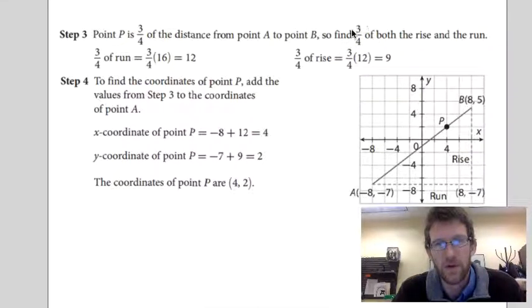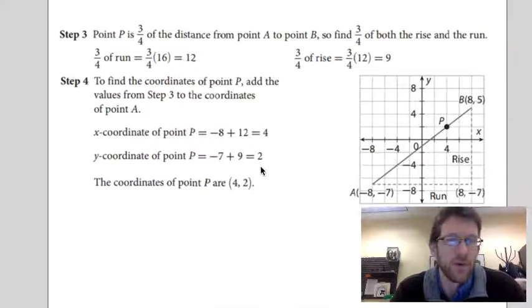We're going to go 3/4 of the distance from point A. We're going to put point P both horizontally and vertically, and those values come out to 12 and 9 respectively. So where's point A? Point A is at -8, -7, so we need to add those values to the x and the y value respectively. So 12 plus -8 is 4, and 9 plus -7 is 2. So our new coordinate is going to be at 4, 2.